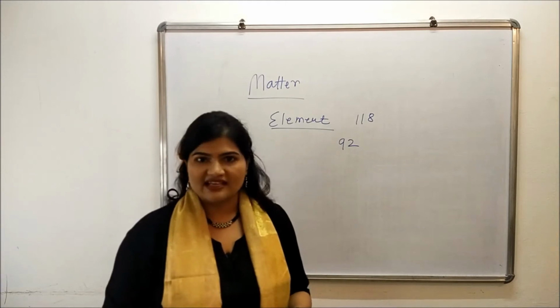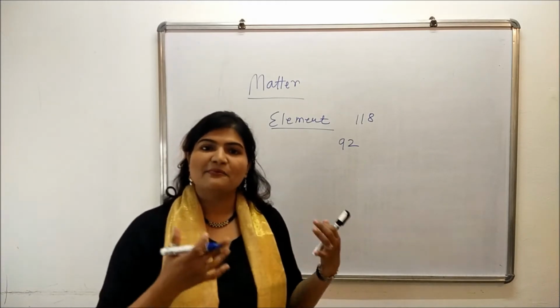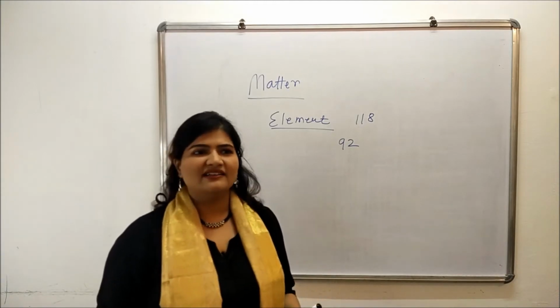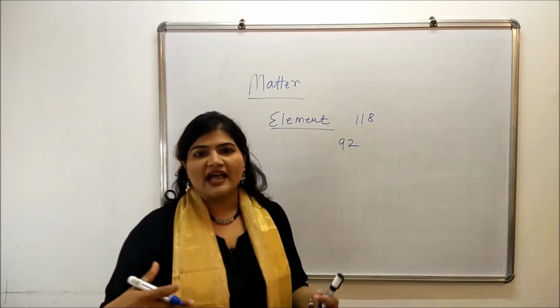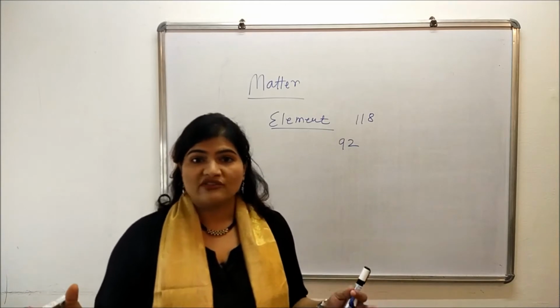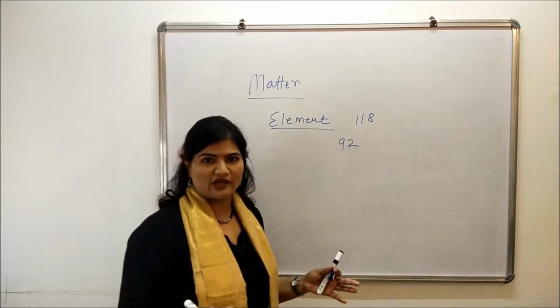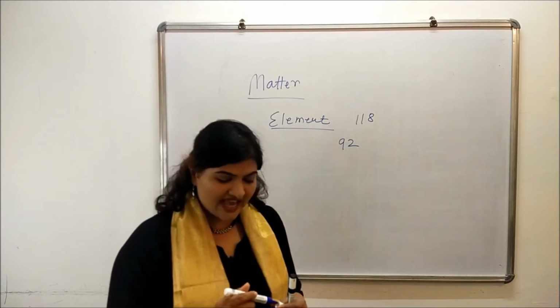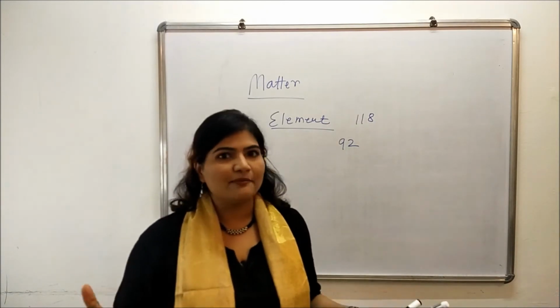are synthesized inside a laboratory by scientists, and mostly they are radioactive and unstable, so they don't have a very long life. They have a short span of life, but yes, they are there. So there are a total of 118 elements, and these elements actually make up everything.